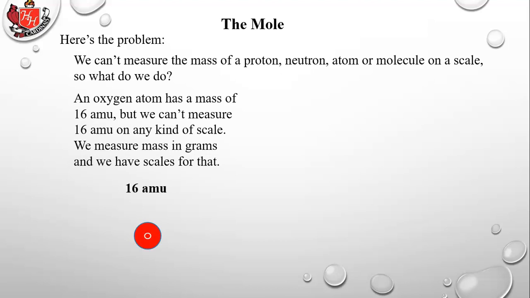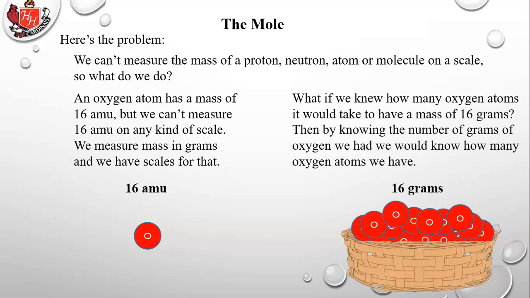An oxygen atom has a mass, and you get this off your periodic table, so be sure you know how to find this on your periodic table. It has a mass of 16 atomic mass units, but we can't measure 16 atomic mass units on any kind of scale. It's just too small. We measure the mass in grams, and we have scales for that. Grams is the standard unit of mass that's used in science, and we have scales to measure that.